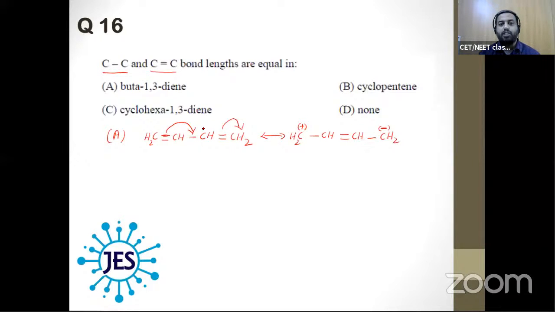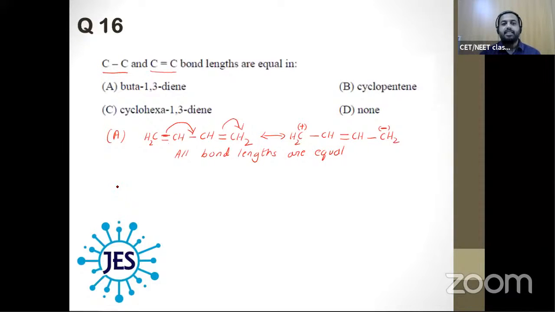Here, because of resonance, as you can see, a carbon-carbon double bond in one structure is not a double bond anymore; it is a carbon-carbon single bond. So delocalization ensures all bond lengths are equal, because the actual bond length will be that of a single bond and a double bond combined. So in this case, all bond lengths are equal. This looks to be the correct answer, but we'll verify the other options also.